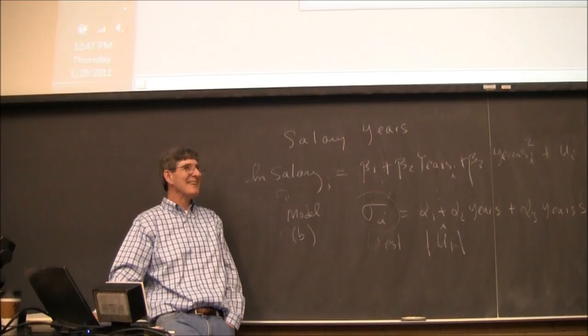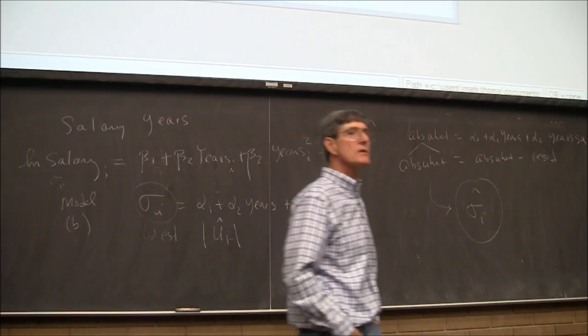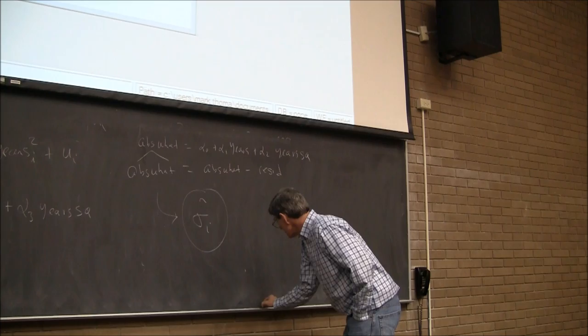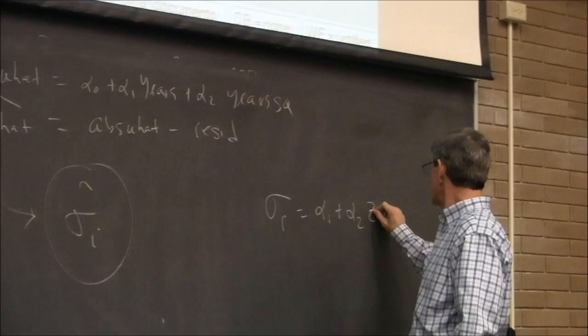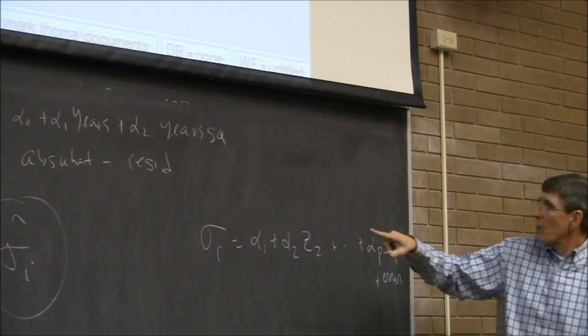Let's do model three for fun. Will it be fun? Is that model two? This is model two. This is the one that says the model I ran here was model B, where sigma i is alpha 1 plus alpha 2 z 2 plus alpha p z p. These were just the years, and these are the x's for me. So that's the model we ran.